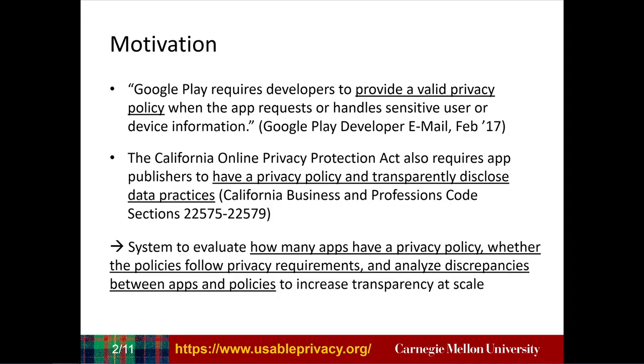What we do in this work is we provide a system in order to analyze how many apps have a privacy policy. Secondly, whether the policy itself complies with the requirements of the law. And thirdly, whether the apps follow what is written in the privacy policy. This is some work that is part of the Usable Privacy Policy Project. That's a multi-year, multi-institutional effort at Carnegie Mellon University in order to advance privacy technologies, particularly in the area of privacy policies.